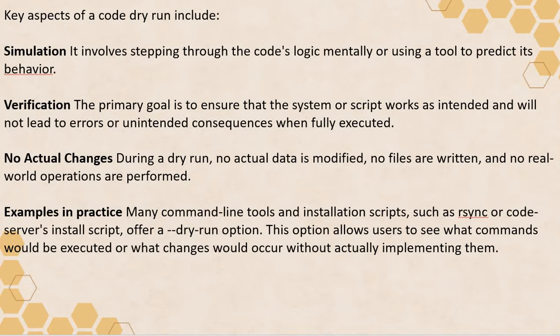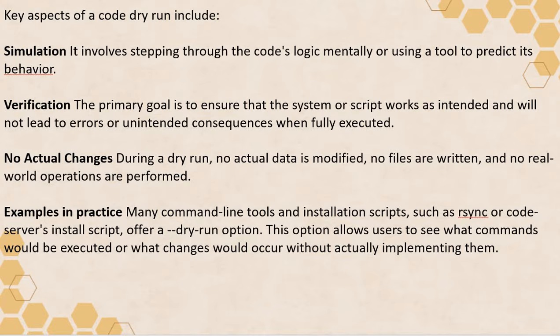Now, this code dry run can have several aspects. You can see simulation, verification, and no actual change as the three below. Simulation is like running your code in your mind, or you have some sort of simulated environment where you try to predict the behavior of the particular program or the system. Verification is a pure testing activity where you just check whether the script or the system under check is performing as per the requirement or not. It should not have errors, and it should not have unintended consequences. All those things we should cover under verification.